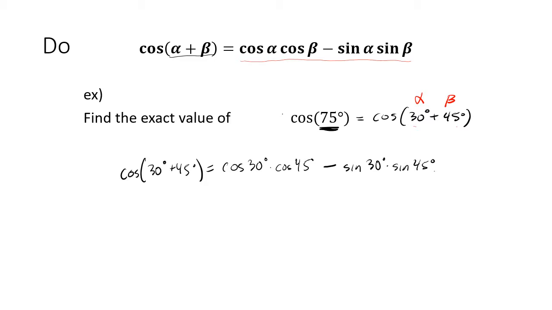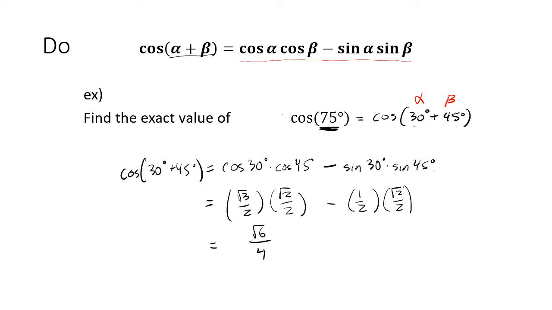And we know all four of those things, right? So this is just cosine of 30 degrees is the square root of 3 over 2. Cosine of 45 degrees is the square root of 2 over 2. Minus the sine of 30 degrees is 1/2. And the sine of 45 degrees is the square root of 2 over 2. So we can do this. We can multiply fractions. This is going to be the square root of 6 divided by 4 minus the square root of 2 divided by 4.